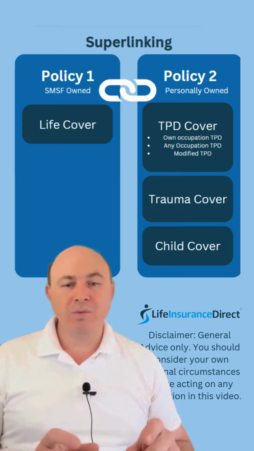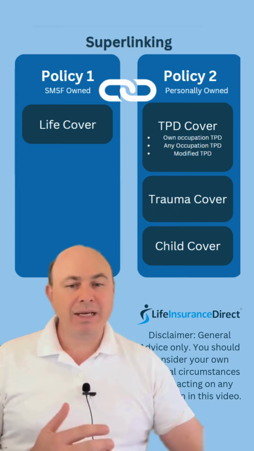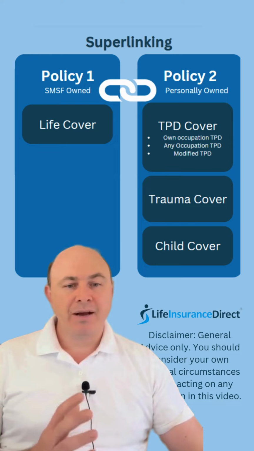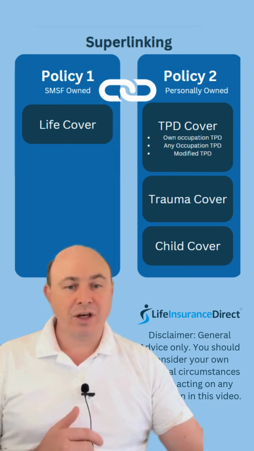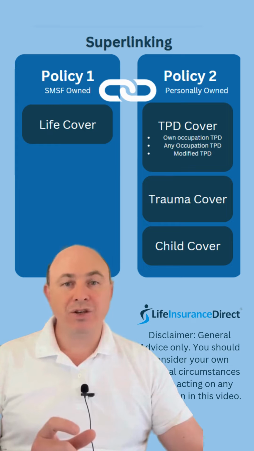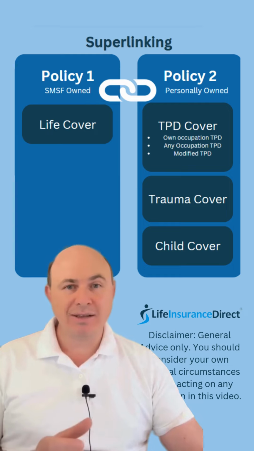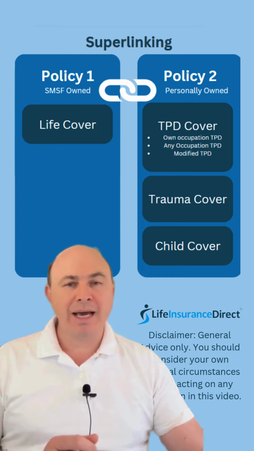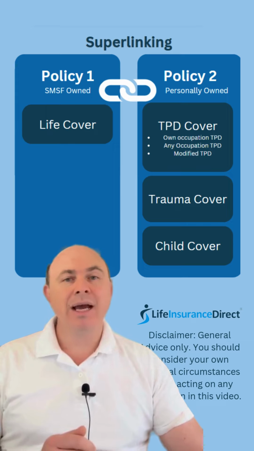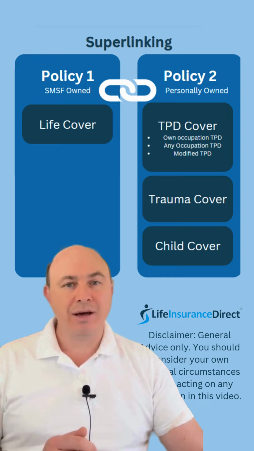And how this effectively works is that, let's say, for example, I have $1 million worth of life insurance over here, $750,000 worth of total and permanent disablement cover here, and $100,000 worth of trauma cover. What ultimately happens is that they're all combined into one benefit. So the max that the policy is going to pay me is $1 million in this particular example. So let's say, for example, I had a $100,000 payout on my trauma cover. That would then reduce my TPD cover down to $650,000, and it would reduce my life cover down to $900,000.